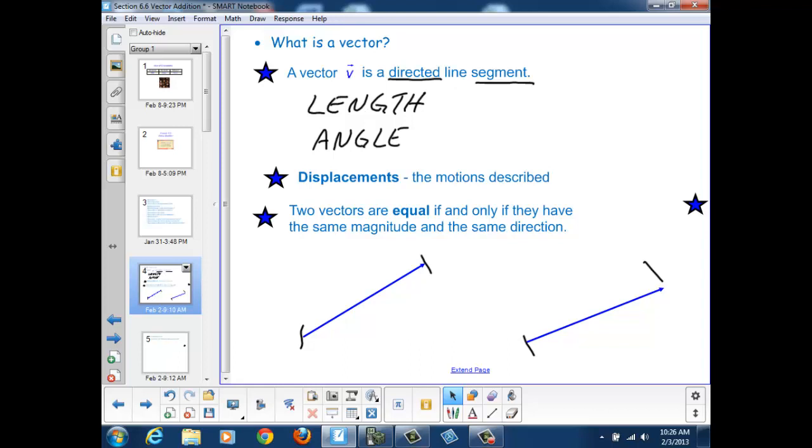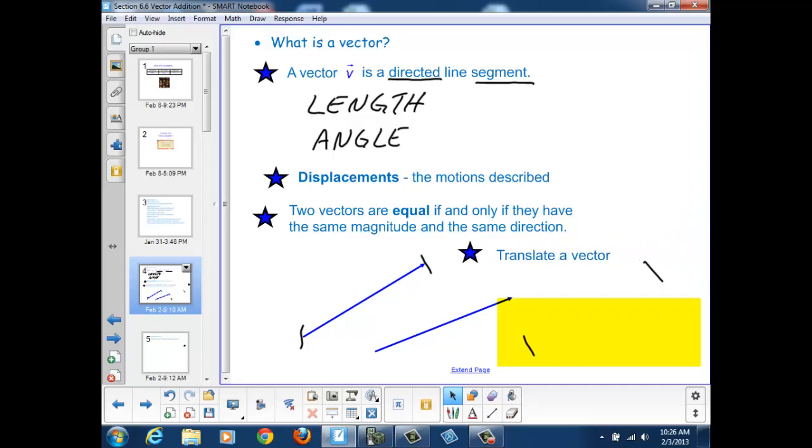Now the fact that I was able to move these two vectors around, I could take one vector and move it here, it's still the same vector. We've simply changed its starting location, but it still has the same length and the same relative angle or direction. When we move vectors around, we call that translating a vector.